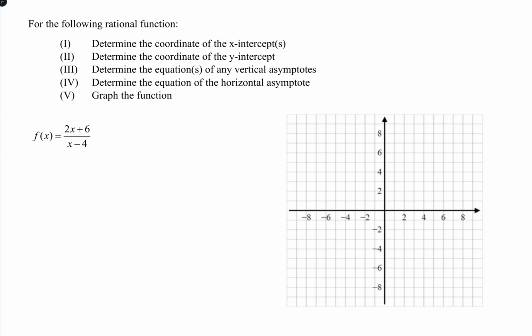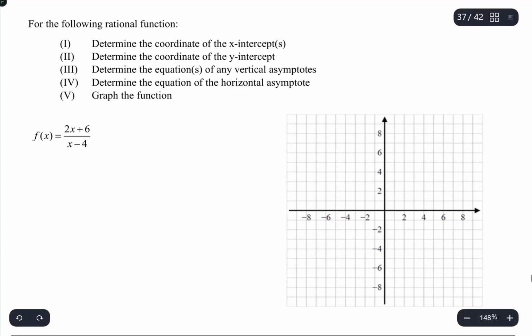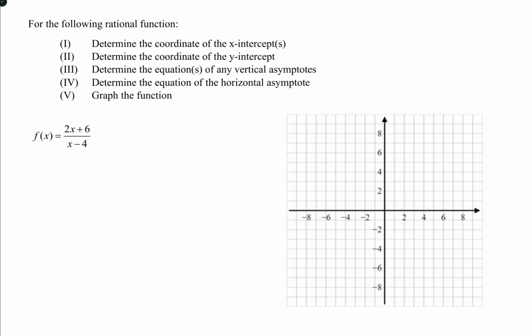For the rational function f of x equals 2x plus 6 over x minus 4, determine the coordinate of the x-intercept, the y-intercept, any equation of vertical asymptotes, horizontal asymptotes, and finally graph the function. Okay, so these problems sound like a lot to do, but as long as you know the properties of these, it's really not.